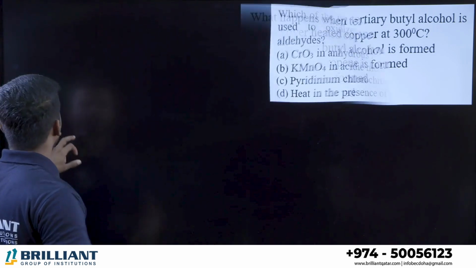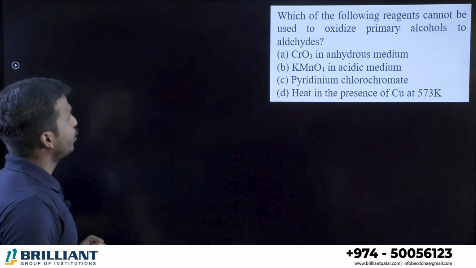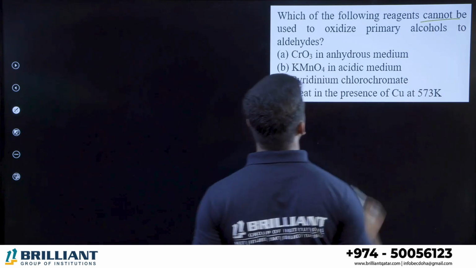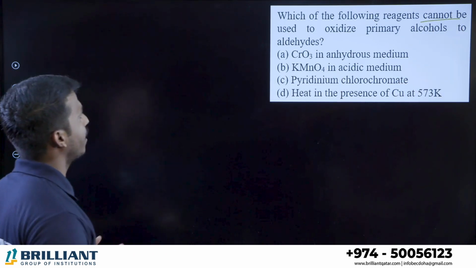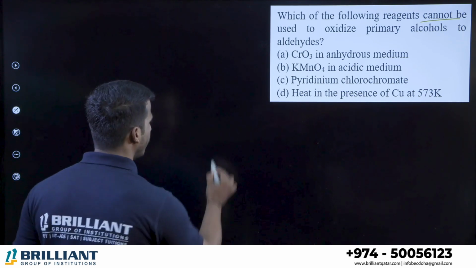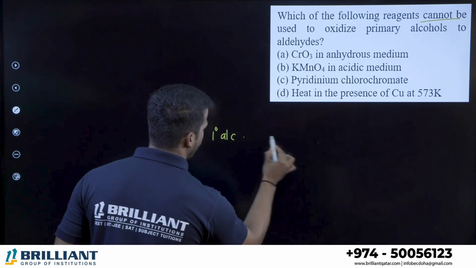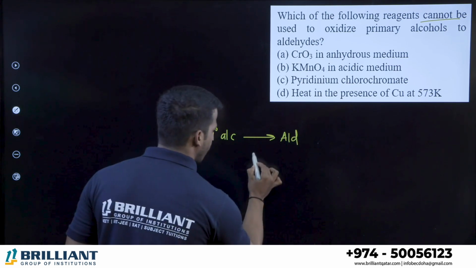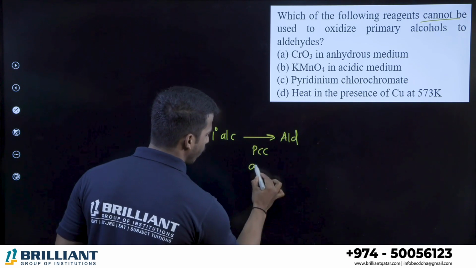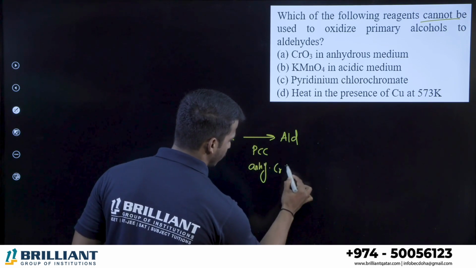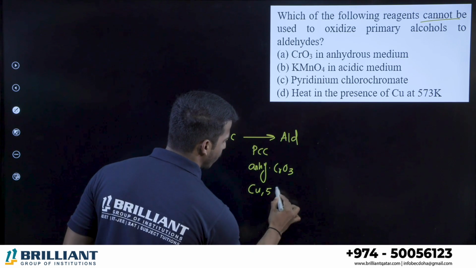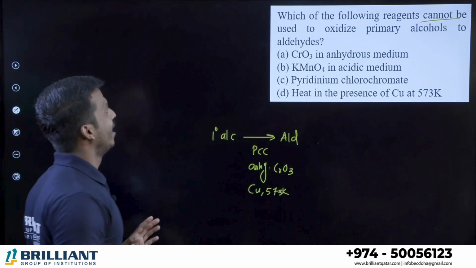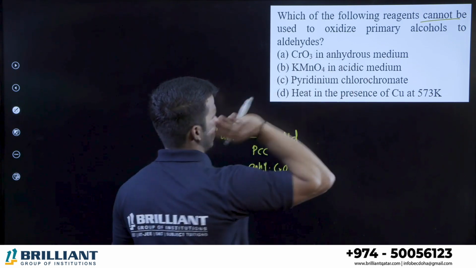Okay, next question. Which of the following reagents cannot be used to oxidize a primary alcohol to aldehyde? As I told you, if you want to convert primary alcohol into aldehyde, we are using a total of 3 major reagents. What are they? Best one is PCC, or we can use anhydrous CrO3, or we can use copper at 573 Kelvin. Any of them is fine. The best is PCC. So CrO3 is fine? Yes.